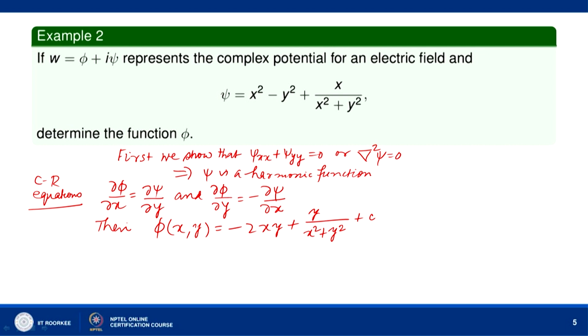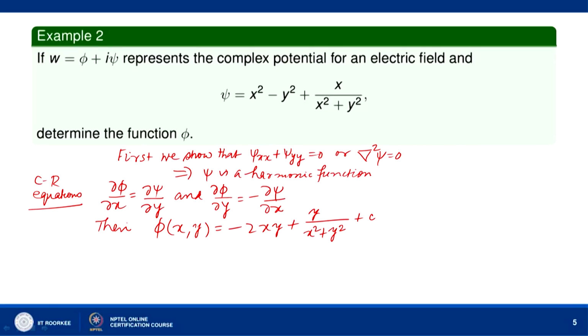Then we follow the same process as we have done in the case of example 1, and we see that phi(x, y) is equal to minus 2xy plus y over x squared plus y squared plus a real constant c. So, we can follow the same process as in example 1 to arrive at this function phi.